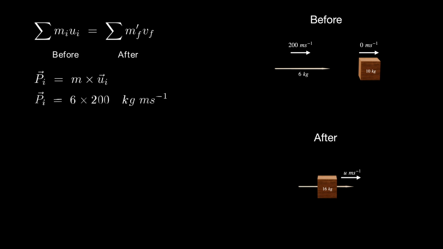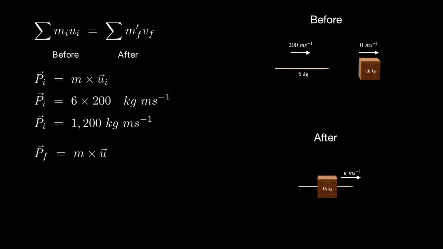The initial momentum is the momentum of the spear, which is the product of its mass and its velocity. The final momentum is the momentum of the combined spear and wooden block. The total mass of this combined set is 16 kilograms. If we assume the final velocity to be u meters per second, then we can write the final momentum as 16 times u. According to the principle of conservation of momentum, the initial momentum is equal to the final momentum. By equating the two expressions, we can calculate the speed of the combined unit to be 75 meters per second.